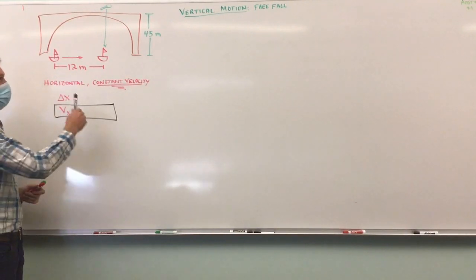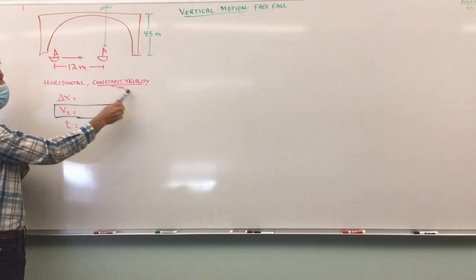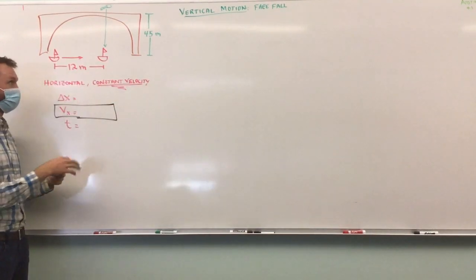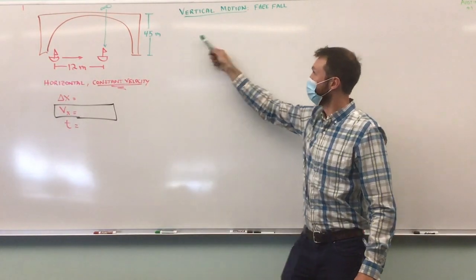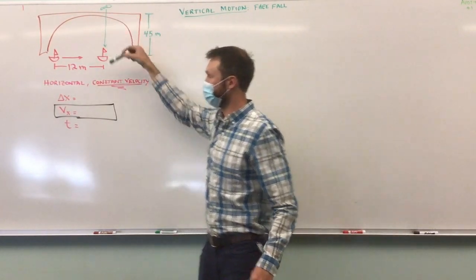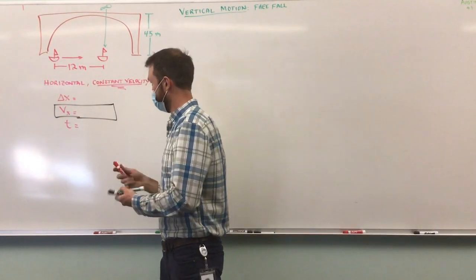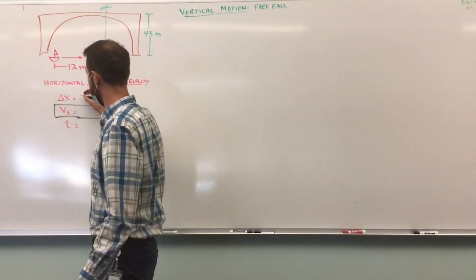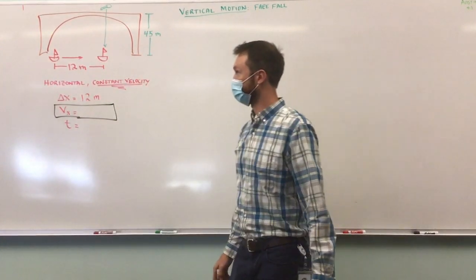So this problem is one that we can break into two parts. One, the horizontal constant velocity of the boat, which I'll do in red, and the other is the vertical motion in free fall of the key falling from the bridge down into the boat. Now, we know the change of position, because the problem told us that the boat was 12 meters away. That's not that big a deal.